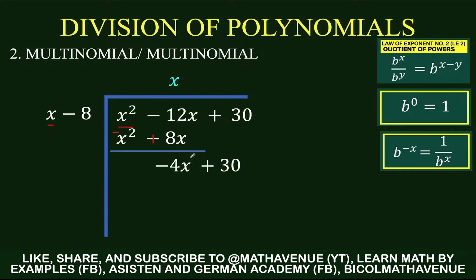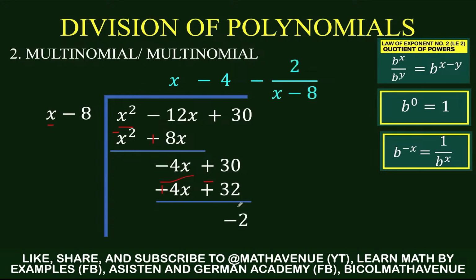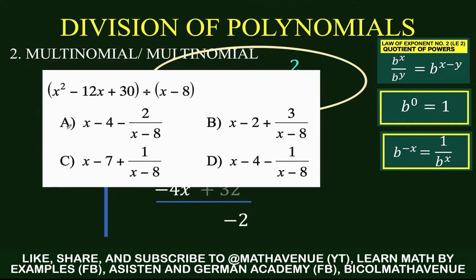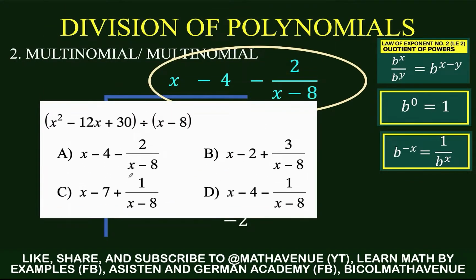Then again, this first term divided by x is negative 4. Then distribute negative 4 to x minus 8 to get negative 4x plus 32. And then change the sign here, change the sign here. So 30 plus negative 32 is equal to negative 2. And that is our remainder. So minus 2 over the divisor x minus 8. And that is letter A.